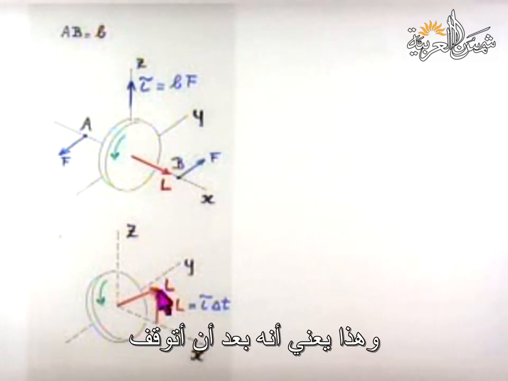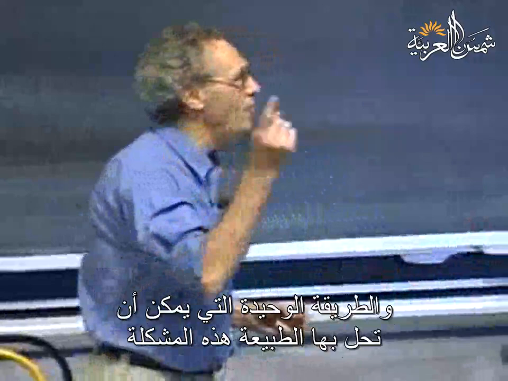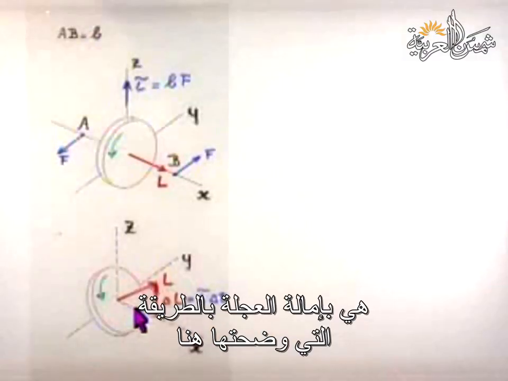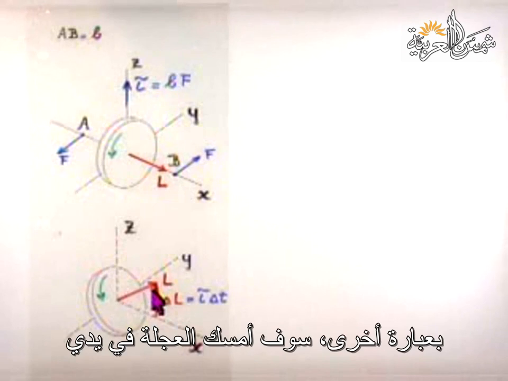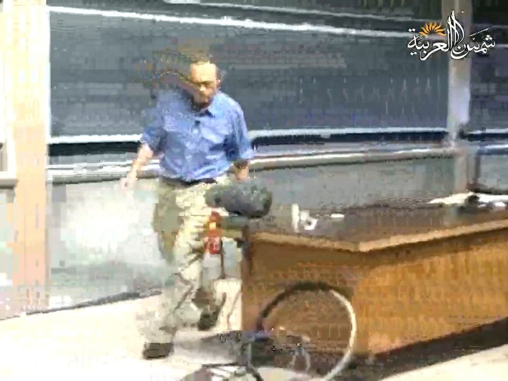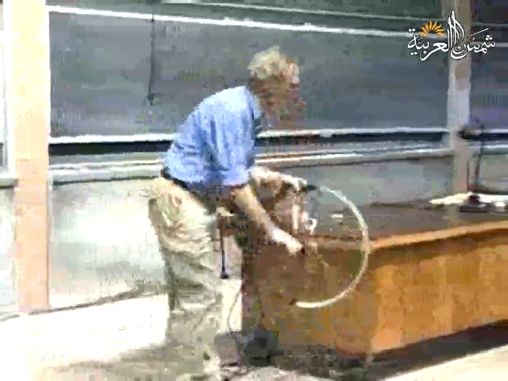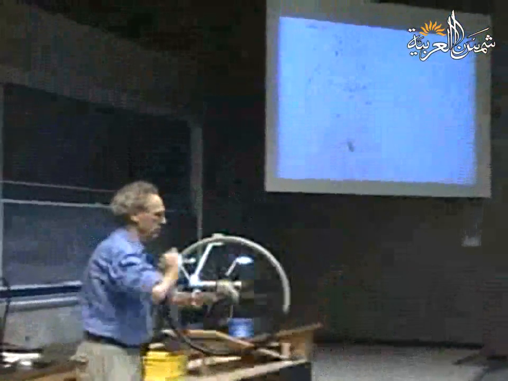That means after I have stopped, the angular momentum of the system as a whole can no longer change because there's no torque on the system. And the only way that nature now can solve that problem is to tilt this wheel in the way I've indicated here and to make it spin in this direction, and it will stand still. In other words, I hold it in my hand, the wheel. I will get it. I give it a spin. I hold it in my hand. I spin it towards you.